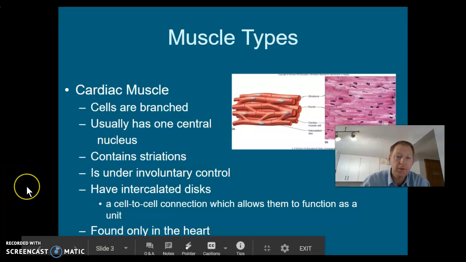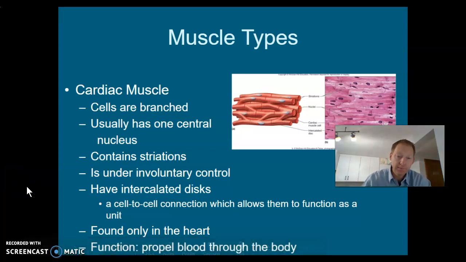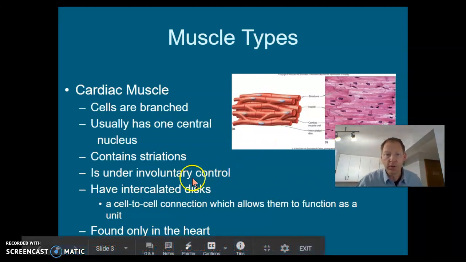They also have these things called intercalated discs. It is essentially the ability of the heart muscles to connect to each other, so that when one heart muscle contracts, the neighboring heart muscle cells also contract. So it makes the entire heart behave as a single cell. And obviously only found in the heart, and their job is to propel the blood through the body.